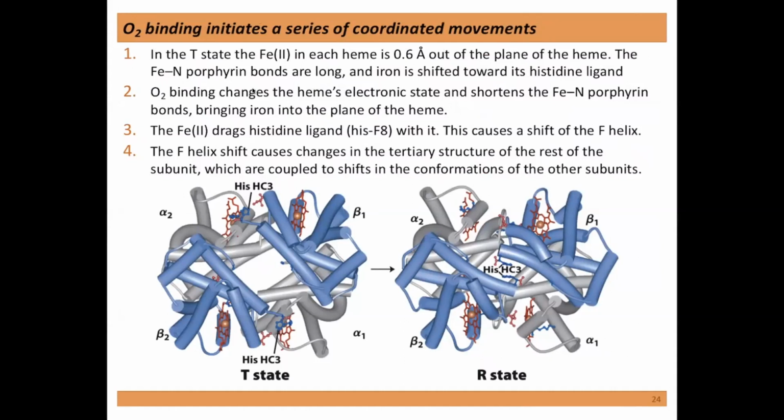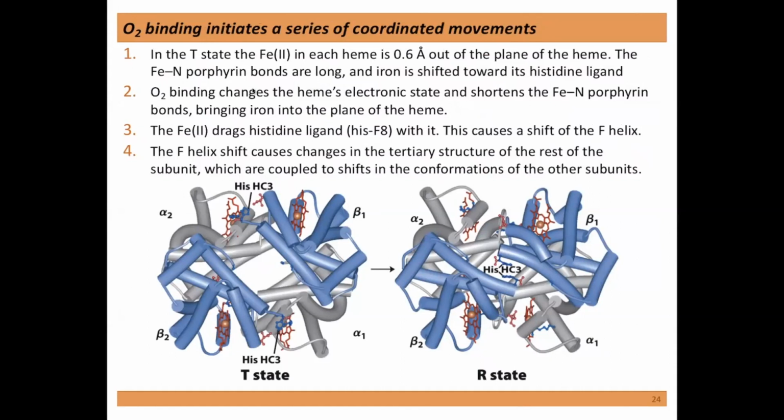We're binding it to a histidine residue. And as we mentioned, hemoglobin has 4 subunits. It's got 2 alpha subunits and 2 beta subunits. The alpha subunits you can see here are in gray, the beta subunits are in blue, and the gray units are identical and the blue units are identical.